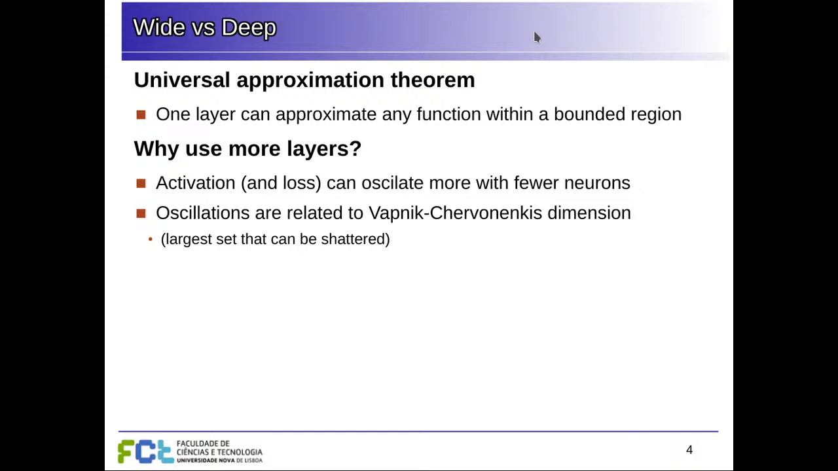One simple answer is that if we add layers, instead of just having one very large layer and simply computing a linear combination of those neurons, when we stack neurons and each layer transforms the output of the previous layers, we can have larger oscillations in the output of the network, that is the activation at the end of the network, with fewer neurons overall. And these oscillations, the ability to change from one value to a different value very quickly with small changes in the input, are related to the Vapnik-Chervonenkis dimension.